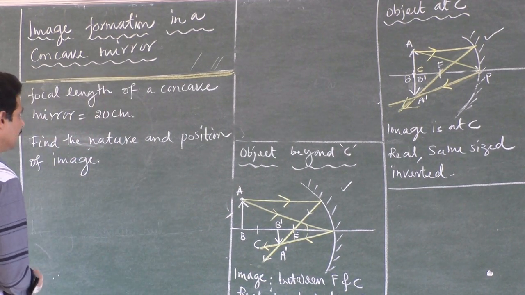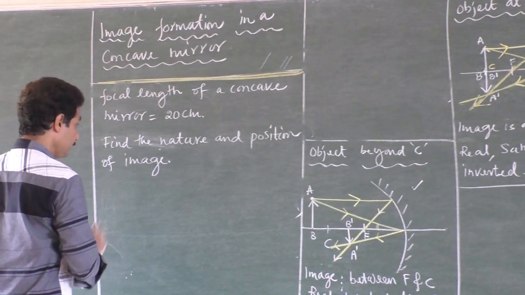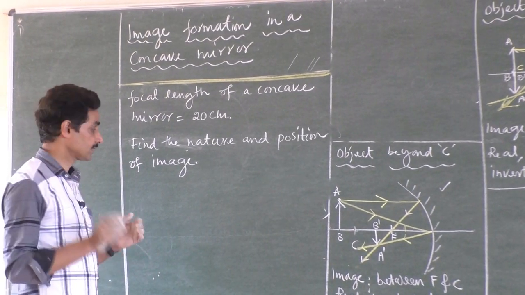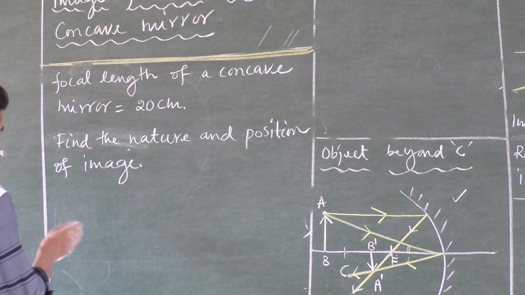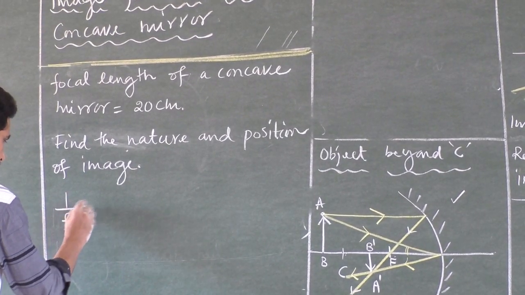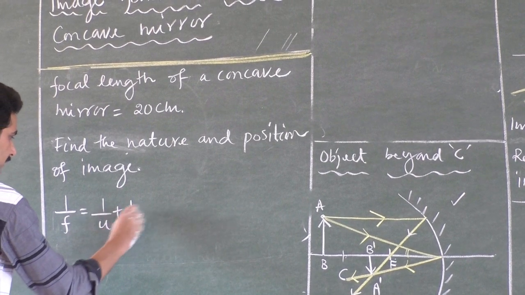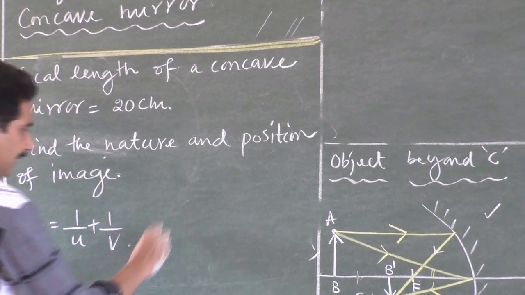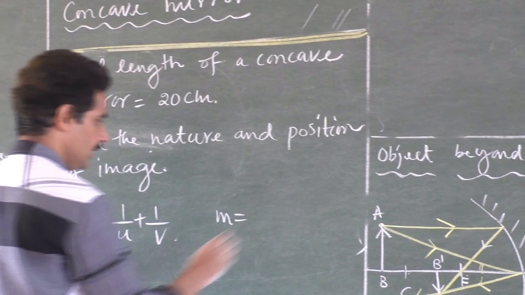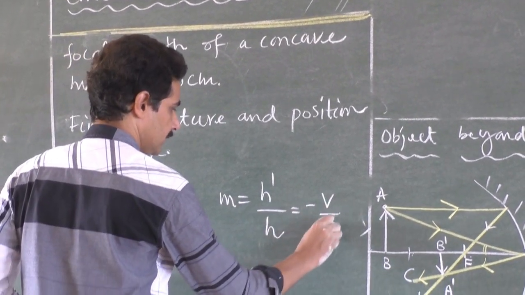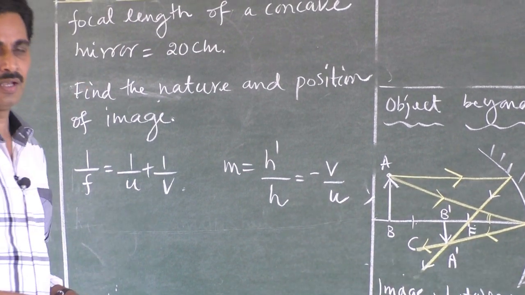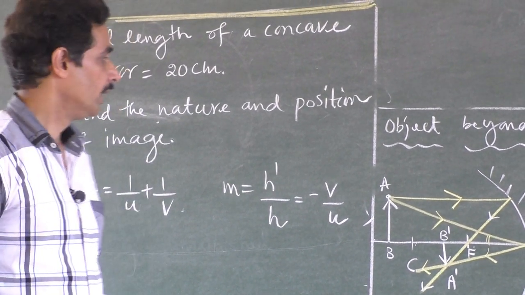Now let us see the object distance. Before that, let us make very firm with our formula. What are the formulas used? Mirror formula, 1/f = 1/u + 1/v. And another thing is magnification. Magnification is height of the image by height of the object, h'/h, which is also equal to minus v/u. v is image distance, u is object distance.